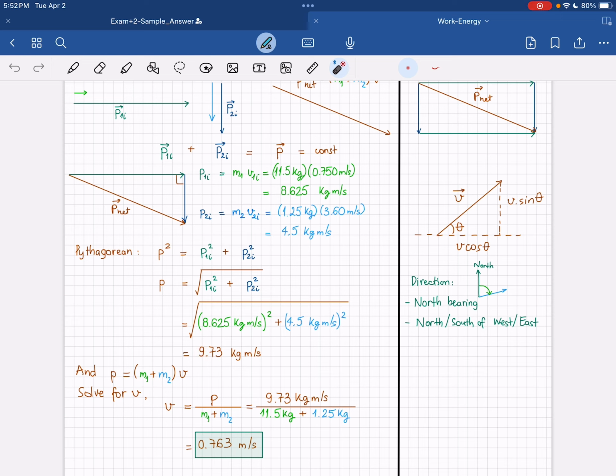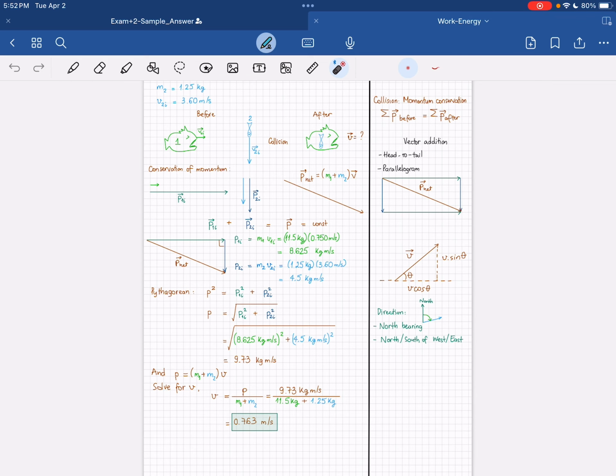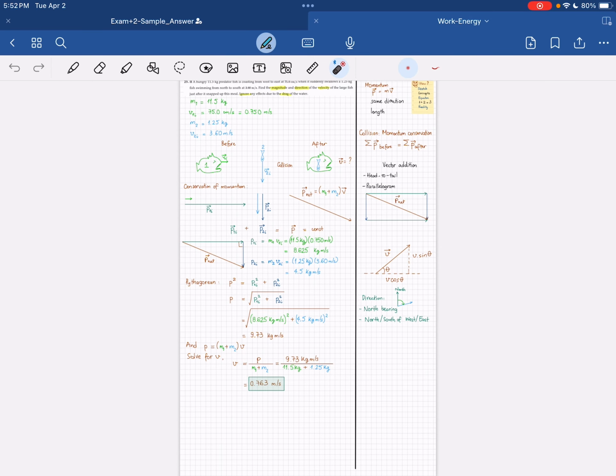And then we know that this one is the net momentum. So then we can solve for V, right? Just take this one and divide it by this one. So then this is the final V. Okay? So we are done with the magnitude, right?